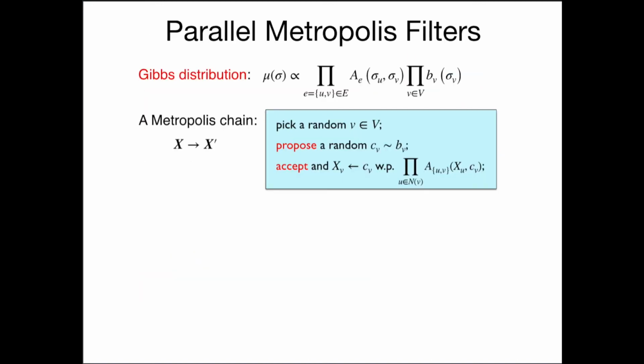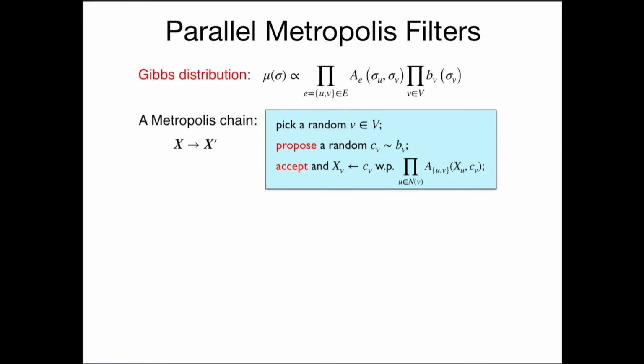There is indeed a parallel version of the Metropolis chain that can do this. Here is a well-known single-site Metropolis chain for Gibbs sampling. At each step, a randomly picked vertex v proposes a random spin c_v according to its local field and accepts the change with probability given by this product of local factors.